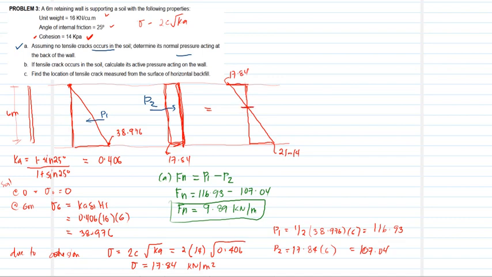So, andito yung tensile crack natin. Diba? Okay? So, ito. 0 plus negative. Kasi andito sa left side, negative kaya 17.84. 38.976 minus 17.84, that is 21.14. So, andito yung ating value. Okay? So, ito yung magiging tensile crack natin.